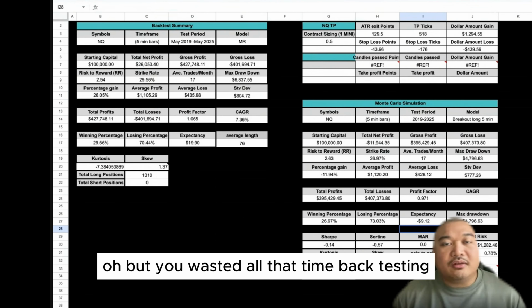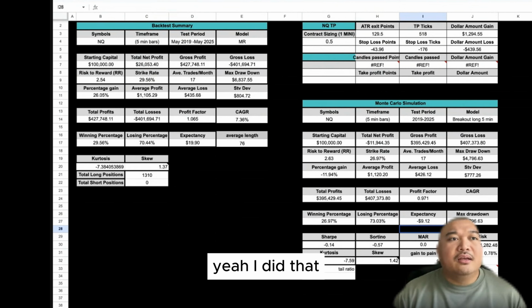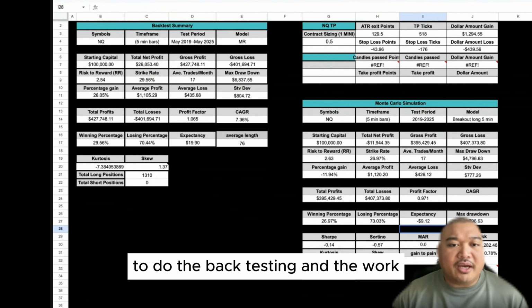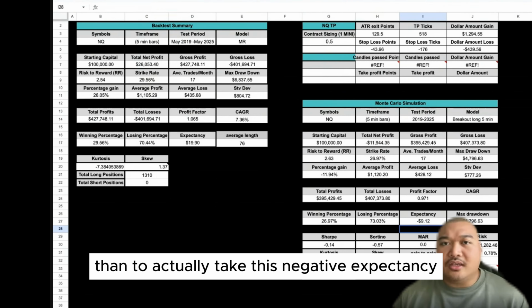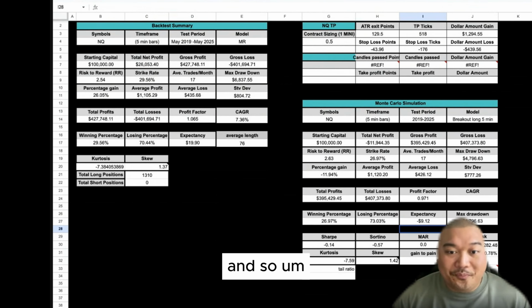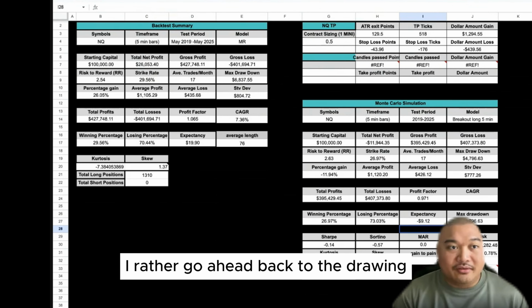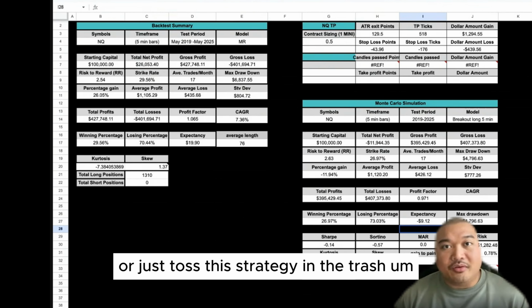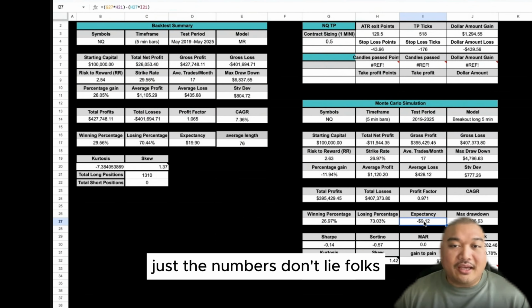Oh, but you wasted a lot of time backtesting. Yeah, I did that because it's cheaper to do the backtesting and the work than to actually take this negative expectancy, go trade and lose actual money. And so I'd rather go back to the drawing board and try to fix this up, or just toss this strategy in the trash. The numbers don't lie, folks.